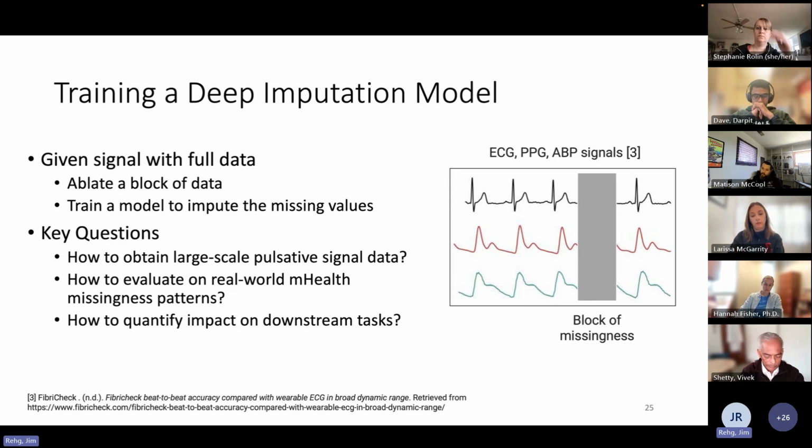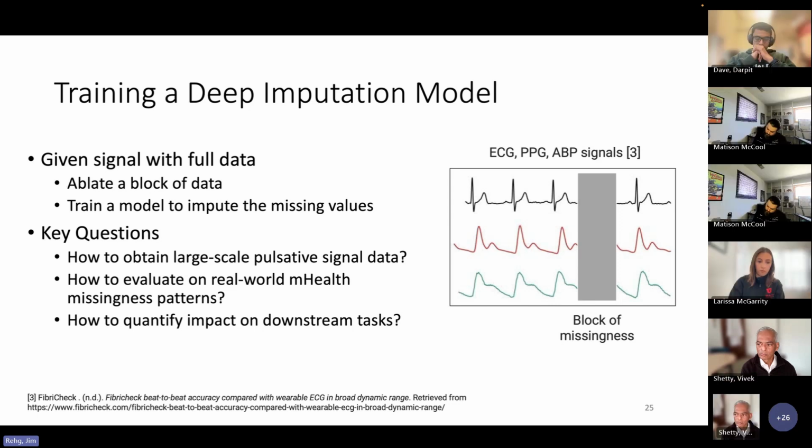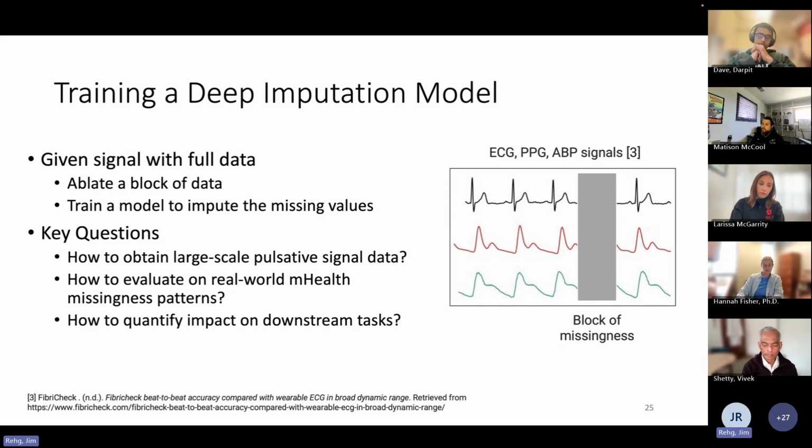And that's a well-defined problem because you know which samples you removed, so you know what you did to the signal to cause it to have missingness, and then you can train the model to reproduce those samples that you removed yourself. Okay, so once you do this on a large scale, then you can apply this model to signals where the samples are gone for naturalistic reasons in the field environment.